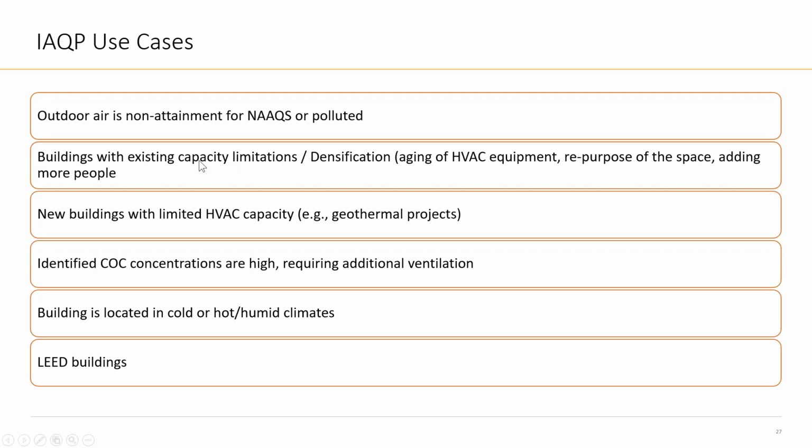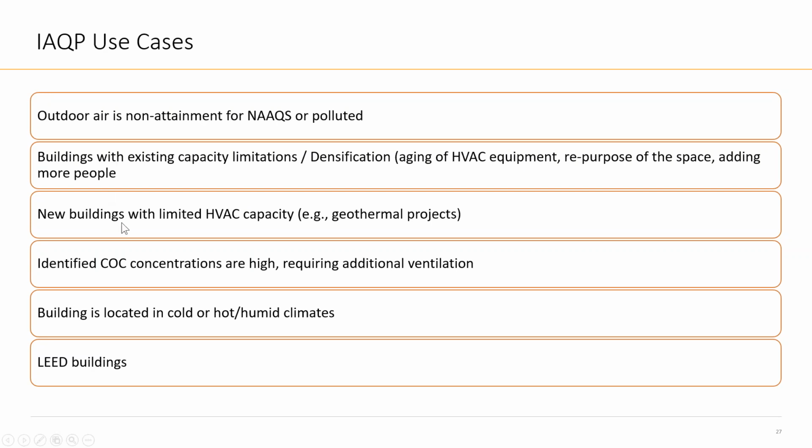Second one: if you have a building today that you are renovating or densifying, but your HVAC system's capacity for outside air cannot meet the outside air requirement, it makes sense to say, this is how much I have today, and I want to add people, or my HVAC system is aging and I'm losing capacity, I'm losing comfort, how much air cleaning do I need? You can do that using the indoor air quality procedure.